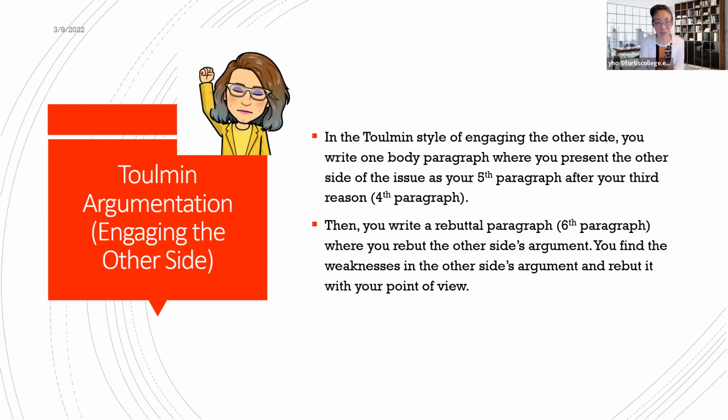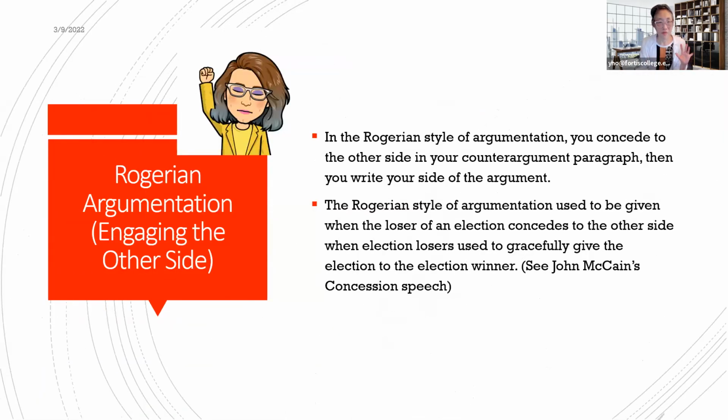So Toulmin, no concession. A Rogerian argumentation is you concede that the other side could be right about some things. It's more like common ground. And then you write your rebuttal. So you would say, I concede, or I can see that your side of the issue is right because blah, blah, blah. Then you switch to your side and rebut. In Toulmin, you don't acknowledge anything. You just simply write out, this is what they think, this is what I think. And it's very confrontational, Toulmin.